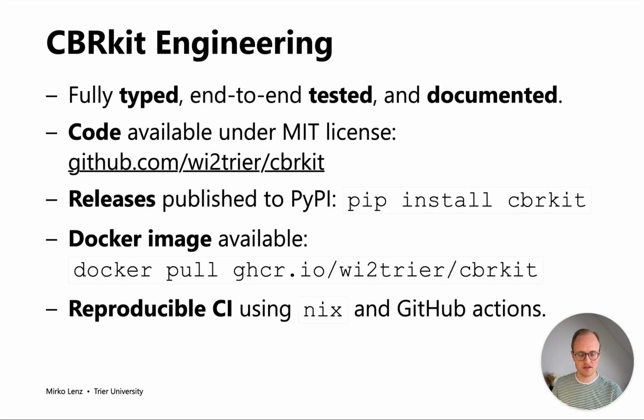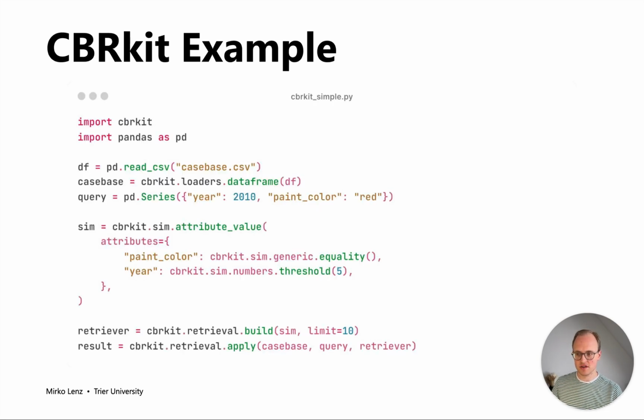Now, going through the examples. First, we will start with a relatively simple one. We see here that in the first line, we just import CBRkit as we do pandas as well. Then we read some casebase. Here it is stored as a CSV file. And then we import this data frame, because in CBRkit, a casebase is essentially a dictionary with a key pointing to some value. This value may have an arbitrary type, and in this case, it's basically a pandas series.